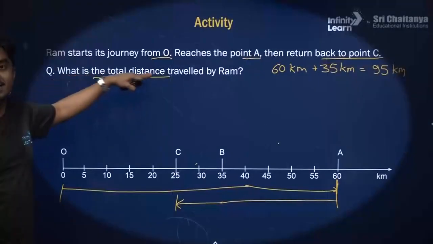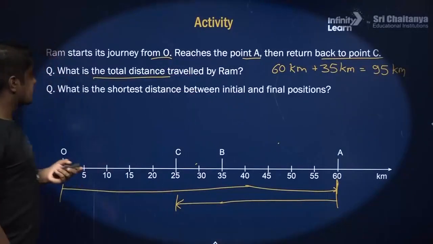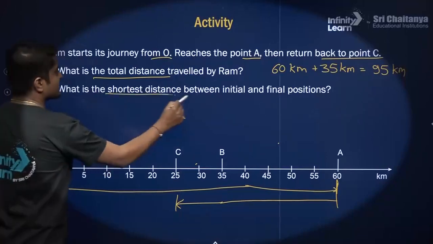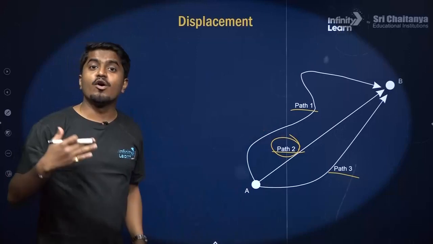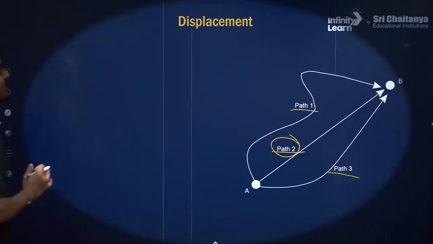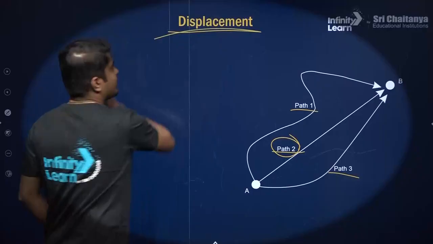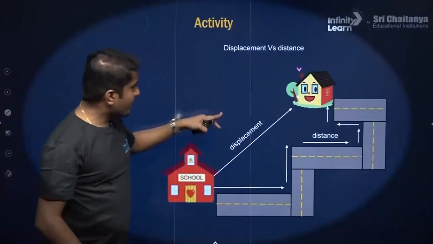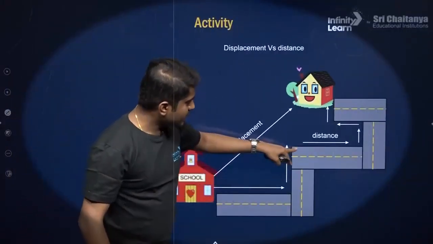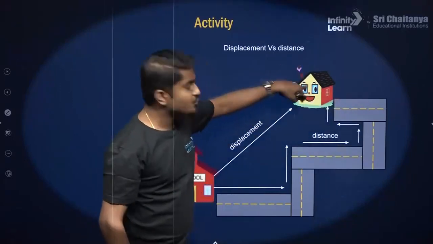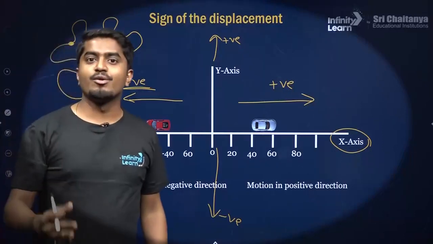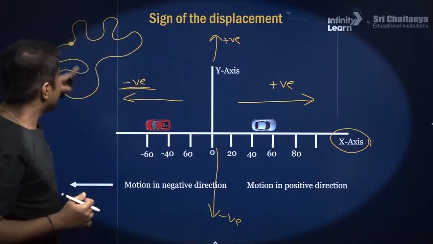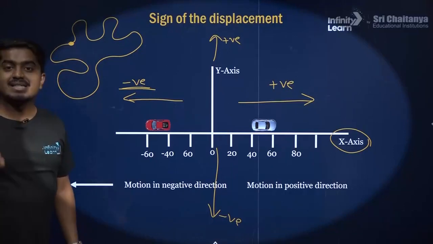The total distance traveled is how much? 95 kilometers. Now, what is the shortest distance? There is only one possible path, which we call the shortest path, and that is called displacement. For example, the person is going from school along this direction and reaches the house. If the final position and the initial position of an object are the same, then in this case the displacement is going to be 0.